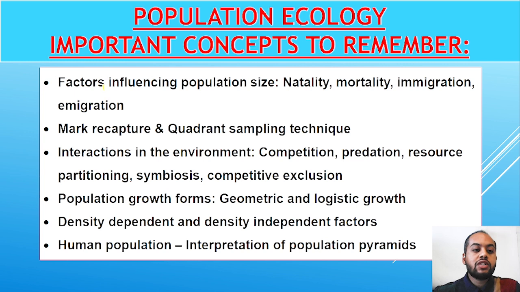Firstly, factors influencing population size. There were 4 factors that we discussed when we spoke about factors influencing population size, namely natality, mortality, immigration, and emigration. Natality referred to the birth rates in a population. Mortality was the death rates. Immigration is the one-way movement of individuals into an area, while emigration was the one-way movement of individuals out of an area.